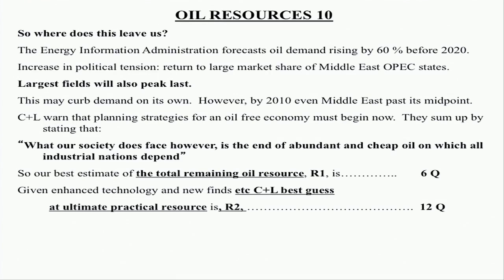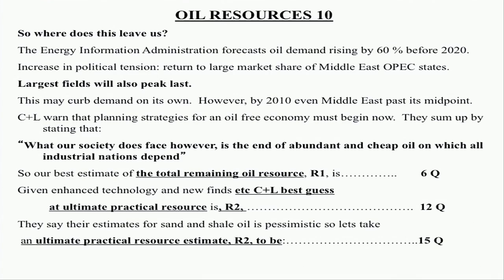Given enhanced technology, new finds, etc., the best guess for our ultimate practical resource, call that R2, is 12Q, say. And then coming to her estimate for tar sands and oil shale, it's a bit pessimistic, so let's assume an ultimate practical resource estimate R2 to be 15Q. So we're looking at 12 to 15Q as our ultimate practical resource.